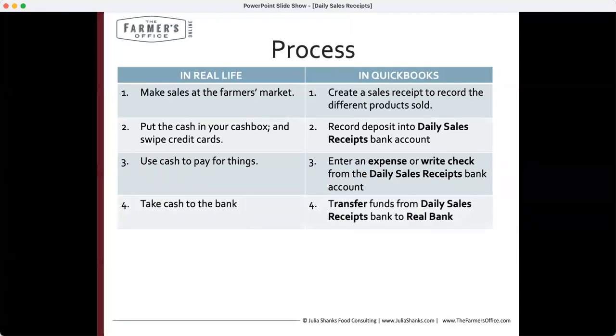So then you take the cash to the bank. We have cash coming in several ways. We have cash that's coming into our business through credit cards, and then we have the cash. Some customers still pay by cash these days, which is amazing. And my mom's still at the farmer's market writing a check. So you got your checks and your cash, which you're going to take to the bank. Now, instead of recording a deposit, we're going to record a transfer.